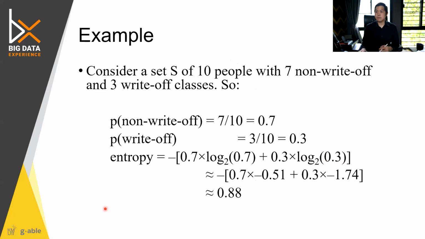Right? So now let's take a look at how to make a calculation using the entropy formula. So if we have a set of 10 people, and 7 would be write off, 3 would be non-write off, then the calculation of entropy comes this way: you can take P write off 7 over 10, 0.7, and non-write off 3 over 10, 0.3, and then plug them into the entropy equation, and then make a calculation here, then get 0.88.